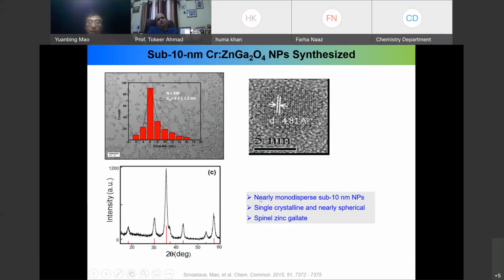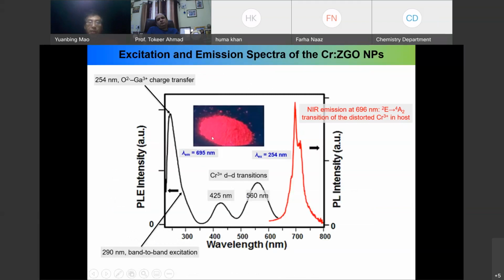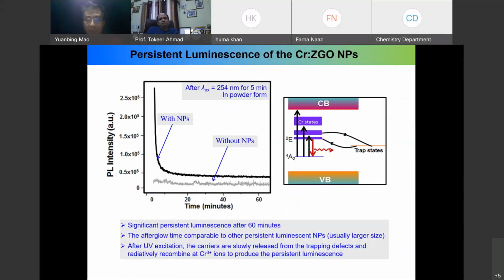They are single crystalline, and it matches with the spinel zinc gallate structure. And then we look at the excitation and emission spectrum of these nanoparticles. So you can see that this peak is related to the oxygen-gallium charge transfer band, and then these two peaks are related to the chromium 3d-3d transitions, and then this is the emission from the chromium 3+. So it tells us it is definitely luminescent, but more importantly, whether it's persistent luminescence or not, right? We did the study.